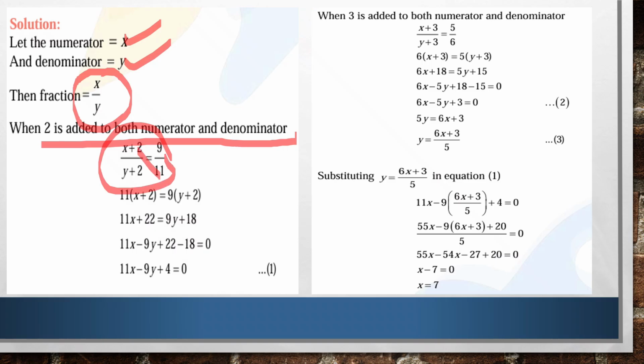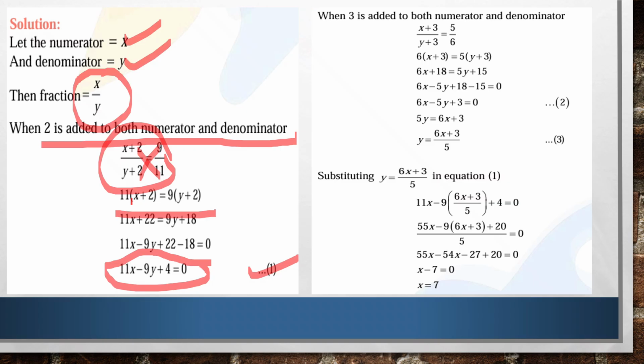Now if you cross multiply, 11 into x plus 2 is equal to 9 into y plus 2. So I can write 11 into x is 11x plus 11 into 2 is 22 is equal to 9 into y is 9y plus 9 into 2 is 18. Now group the similar quantities. So 11x minus 9y plus 22 minus 18 is equal to 0. So I'll get 11x minus 9y plus 4 is equal to 0 here.